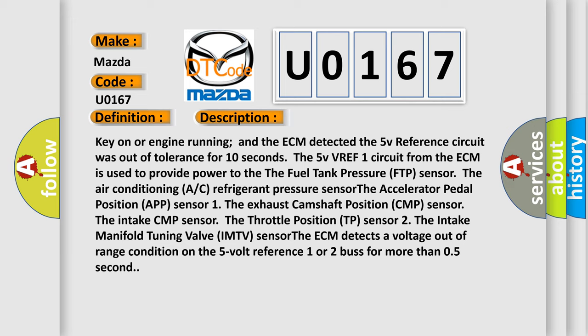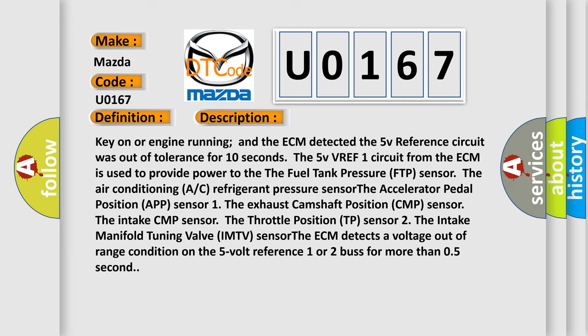The 5V VREF 1 circuit from the ECM is used to provide power to the fuel tank pressure FTP sensor, the air conditioning AC refrigerant pressure sensor, the accelerator pedal position APP sensor 1, the exhaust camshaft position CMP sensor, the intake CMP sensor, the throttle position TP sensor 2, and the intake manifold tuning valve IMTV sensor.